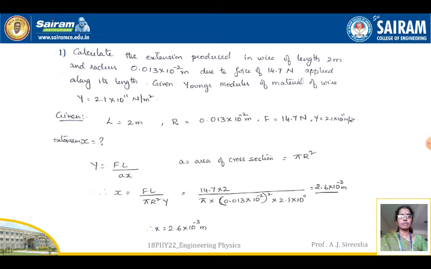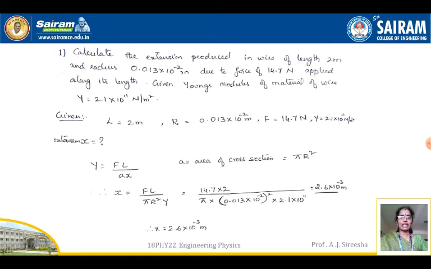Now what is here? Calculate the extension produced. That means we have to calculate the change in the length of a wire of original length 2 meters and radius 0.013 into 10 to the power of minus 2 meters due to a force of 14.7 Newton. And Young's modulus Y has been given.